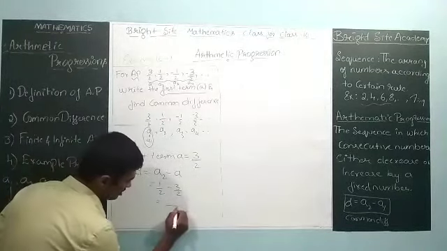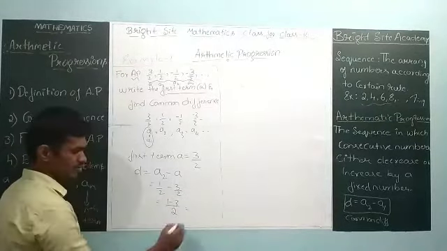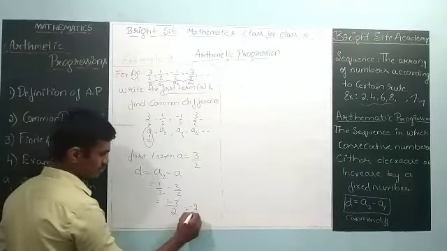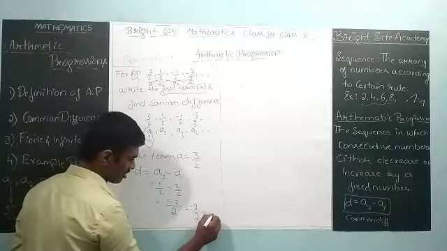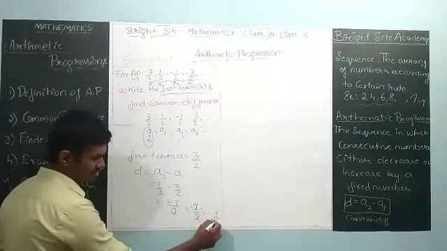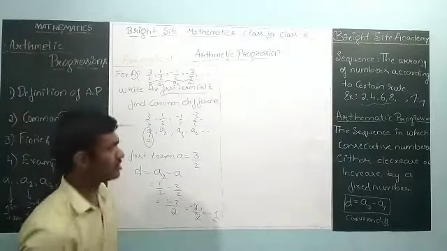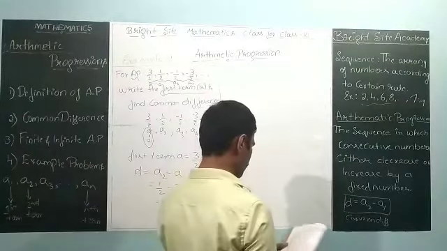Let us take the LCM. LCM is 2. So 1 minus 3 is equal to minus 2 by 2. So here the common difference is minus 1. Right, the common difference is minus 1. This is what the problem was. So this is one problem, and we need to find another problem.